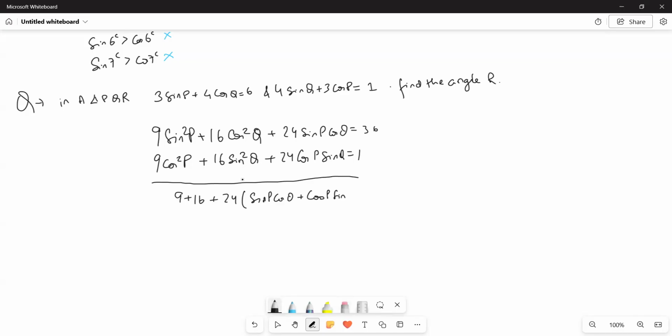साइन स्क्वायर Q, कॉस साइन स्क्वायर कॉस स्क्वायर हो गया, और यहाँ पे साइन Q हो गया इज इक्वल टू 37। सो अब साइन P कॉस Q प्लस कॉस P साइन Q होगा साइन ऑफ P प्लस Q। So we end up getting sine of P plus Q is equal to 37 minus 25, 12 by 24, half.